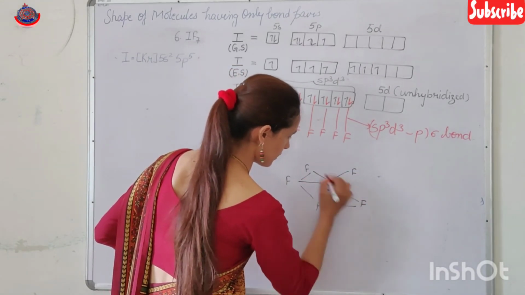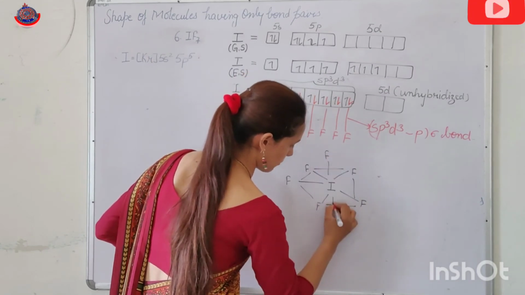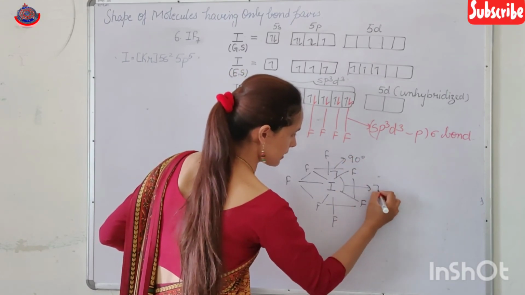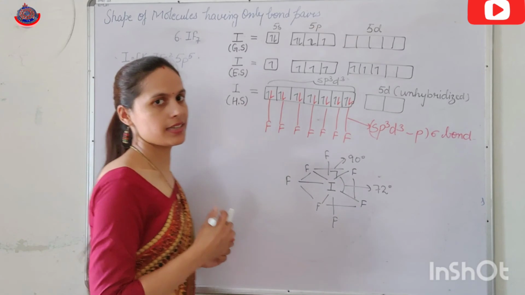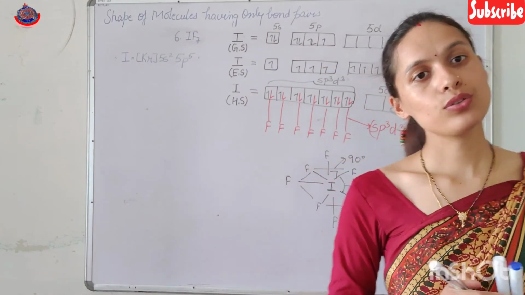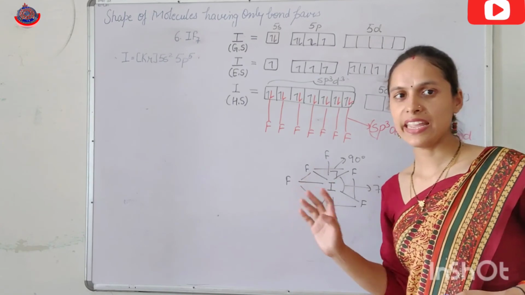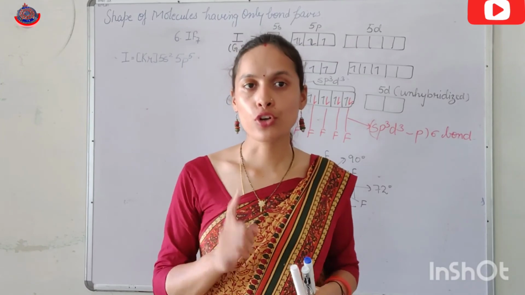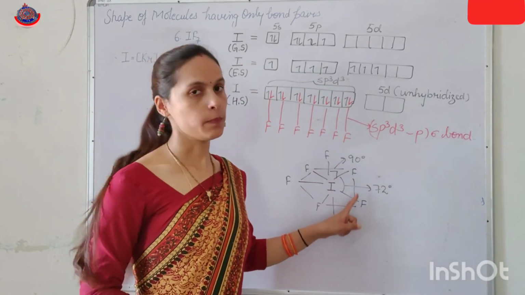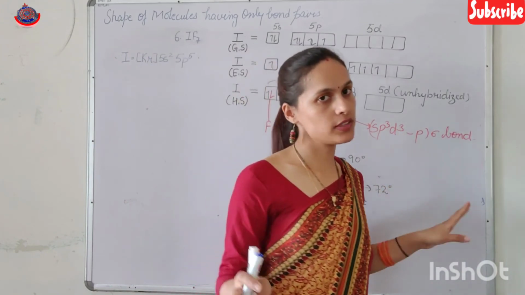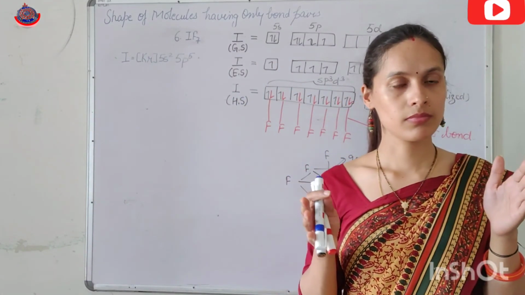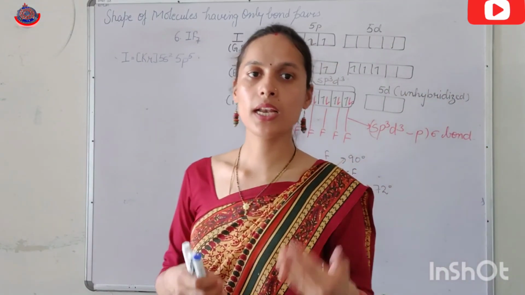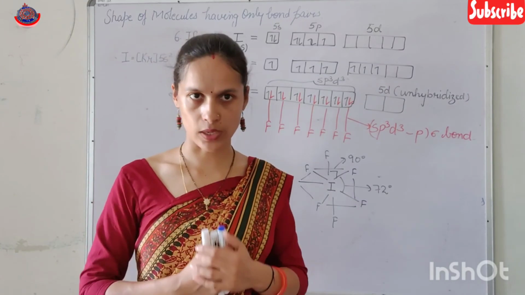That is a pentagonal bipyramidal shape. Here the angle is 90 degrees and here the angle is 72 degrees. So again there is a difference in the bond angle, and due to the difference in the bond angle, all the I-F bond lengths are not equivalent. So whenever there is a difference in the bond angle, the bond lengths are not equal, and whenever all the bond angles are equal, all the bond lengths are equal.